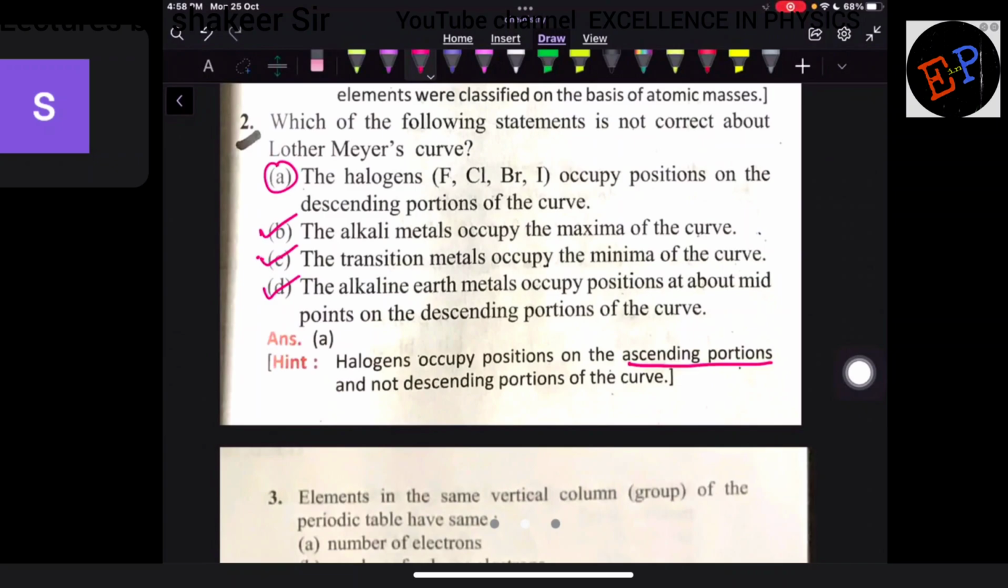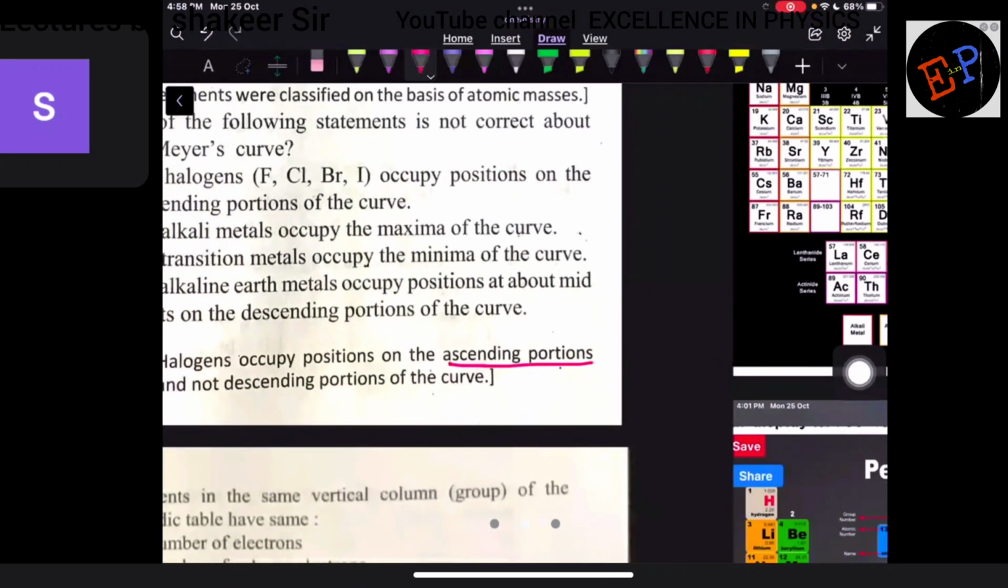Okay. What is meant by Lothar Meyer's curve? It is a graph between atomic volume, atomic radius. So definitely, which elements have the highest radius? Alkali metals have the highest radius. Already we studied, because if I travel from left side to right side of the periodic table, what happens? Atomic radius decreases. So definitely alkali metals have the highest. So that is the reason why they occupy the highest positions of the curve, because on the y-axis we have radius only.